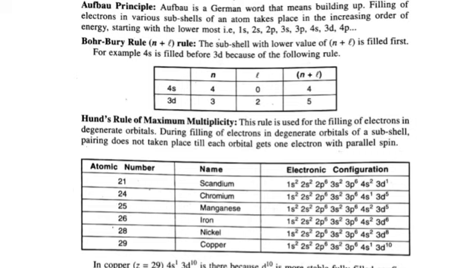In copper, Z is equal to 29. 4s1 3d10 is there because d10 is more stable, a fully filled configuration. In chromium also 4s1 3d5 is there because d5 is more stable, a half filled configuration. That's why chromium and copper both have stable configurations.